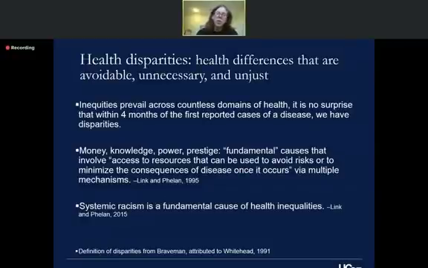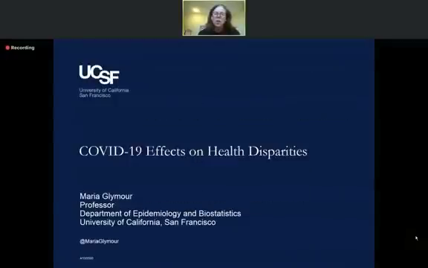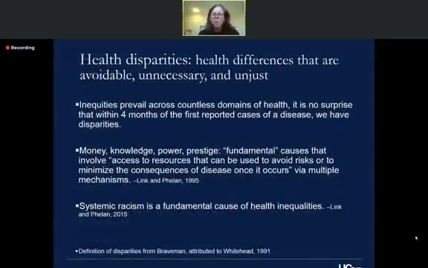And health disparities researchers know inequities prevail across countless domains of health. And so we have not been surprised that literally within 4 months of the first reported cases of an entirely new disease, we are seeing disparities. One of the most powerful theories in health disparity research posits that there are certain very flexible resources that you can use to defend yourself against health threats from any source. And these are resources like money, knowledge, power, and prestige. They're considered fundamental causes because even as new health threats emerge, these resources help protect people from being affected by the disease.